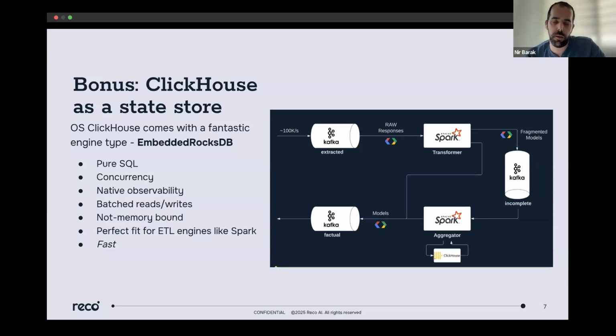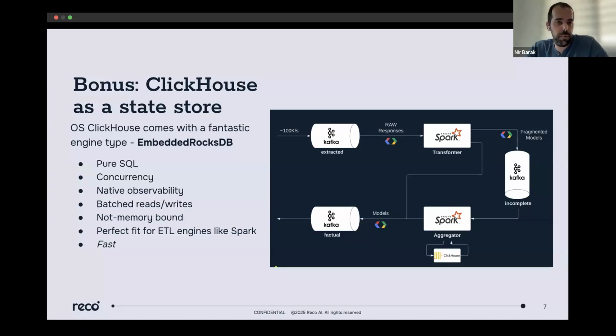Redis also very quickly became untenable in terms of cost. And then I found out that ClickHouse, not the cloud one, the open source type, supports RocksDB as an embedded engine, which basically means behind the scenes, you have a fantastic key value store. RocksDB is fantastic. With an exposed SQL layer, you can communicate without having to run in process, which is the usual case with RocksDB.